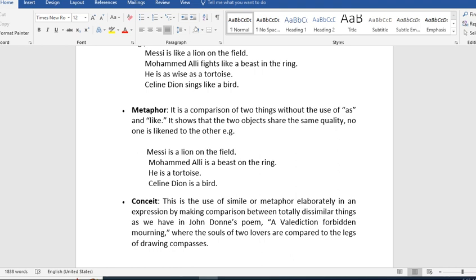He is a tortoise, instead of saying he is as wise as a tortoise. Celine Dion is a bird, instead of saying Celine Dion sings like a bird.